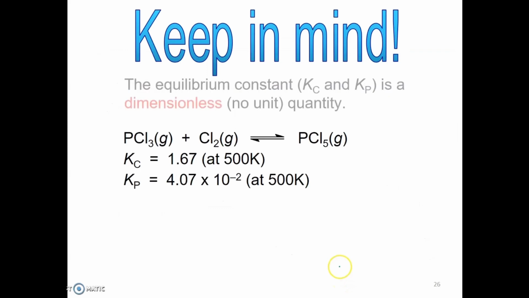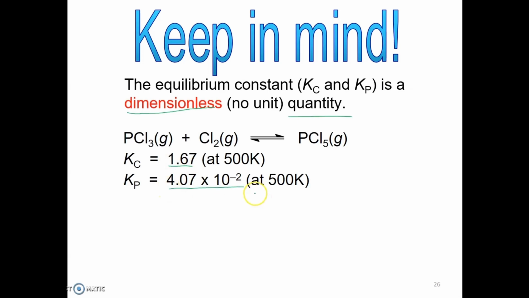And please bear in mind as well that the Kc and Kp value is a dimensionless or no unit quantity. For example, here, given the Kc value for the reaction between PCl3 gas and Cl2 gas to produce PCl5 gas is 1.67, no unit, at 500 Kelvin. And given the Kp value for the reaction above is 4.07 times 10 to the power of -2 at 500 Kelvin. So both these values have no given unit.